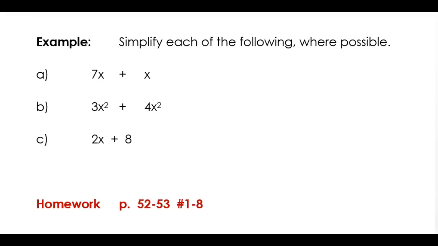So let's look at a few simple examples. We'll get into this in more detail as we move forward. In this first one, it's really important to read what the question is asking, because some students tend to jump right into it without thinking about what they have to do. In this case, they're asking us to simplify where possible, which implies that it might not be possible to simplify. I have 7x plus x. Remembering that x really means 1x, if I have 7 x's plus 1 more x, that gives me a total of 8x.